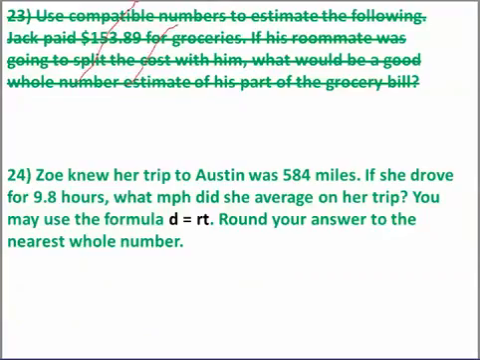Again, an estimation problem we are not going to deal with. Let's look at 24. Zoe knew her trip to Austin was 584 miles. If she drove 9.8 hours, what miles per hour did she average on her trip? You may use the formula D equals RT, and I hope you know that that is distance equals rate times time. Your rate is your speed.